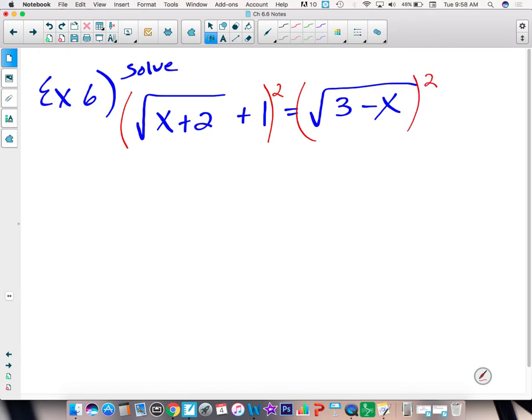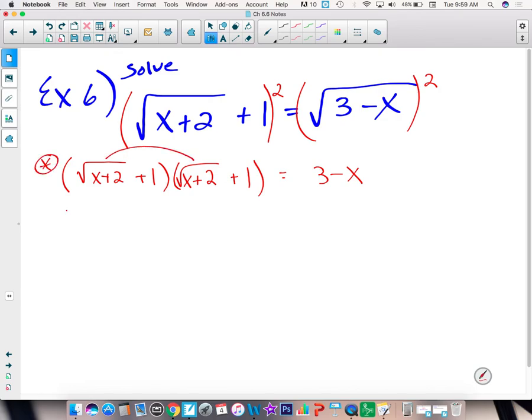Well, squaring the stuff on the left is going to look like this. And squaring the stuff on the right is going to be pretty easy. So you've got to FOIL this stuff on the left-hand side here. If you take that 1 times that 1, you're just going to get an x plus 2, because that really just gets rid of your radical. And then you're going to have plus the square root of x plus 2, and plus the square root of x plus 2, and then plus 1 equals 3 minus x.